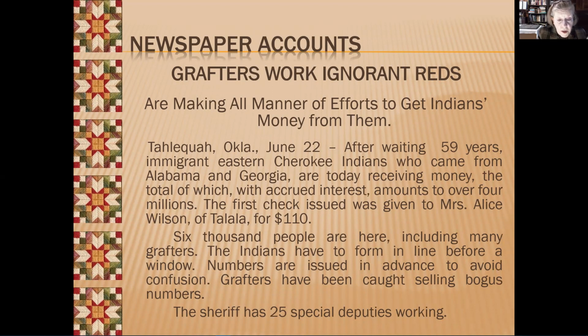The first check issued was given to Mrs. Alice Wilson of Talala for $110. 6,000 people are here, including many grafters. The Indians have to form a line before a window. Numbers are issued in advance to avoid confusion. Grafters have been caught selling bogus numbers. The sheriff has appointed 25 special deputies. So here we are in June of 1910, when they're now making payments to all of the eligible people that applied.